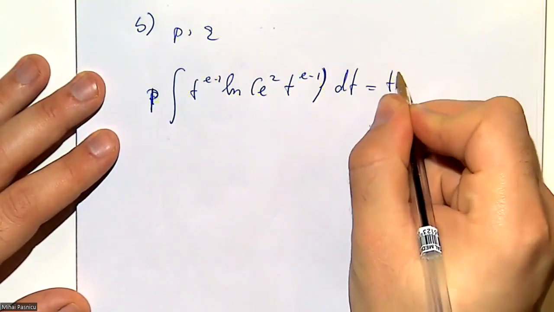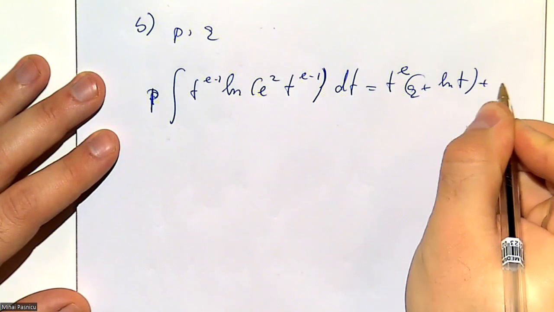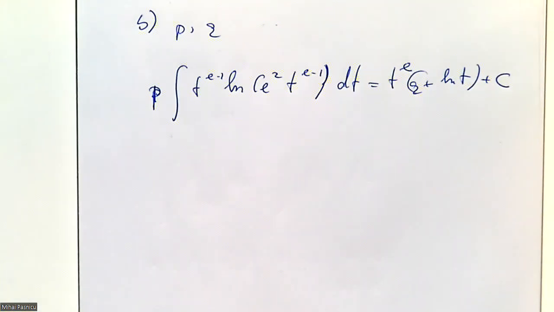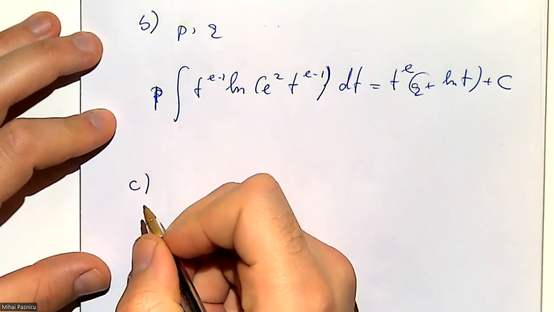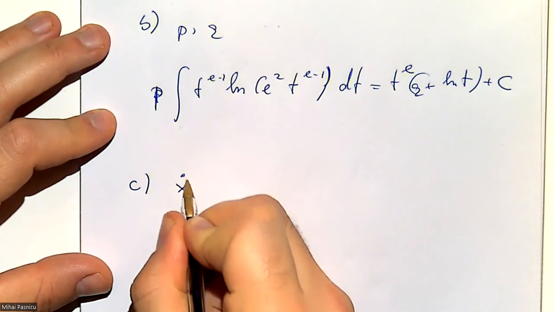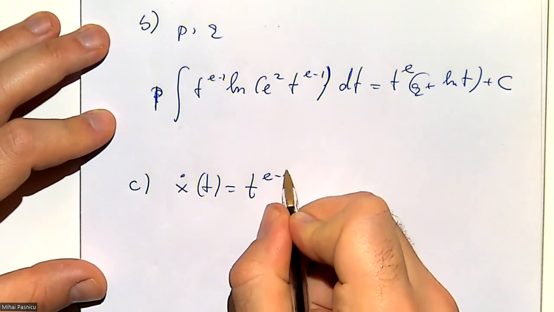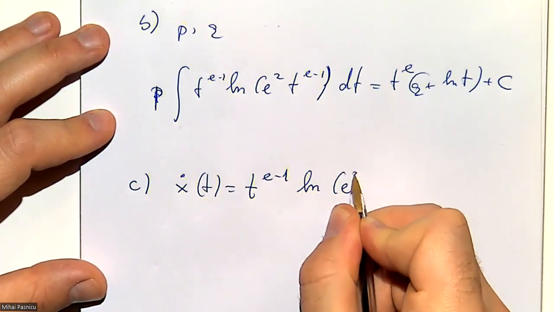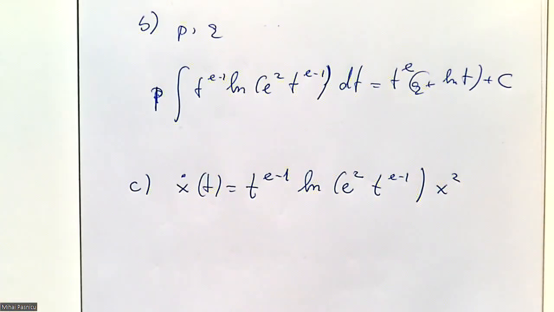dt, t e plus ln of t plus a constant. Okay, good. So we have this for part B, and then they're asking us to solve this. x of t is equal to t e minus 1, ln e squared t e minus 1 x squared. So that is part B, in which they're asking us to get some P and Q such that that thing holds.